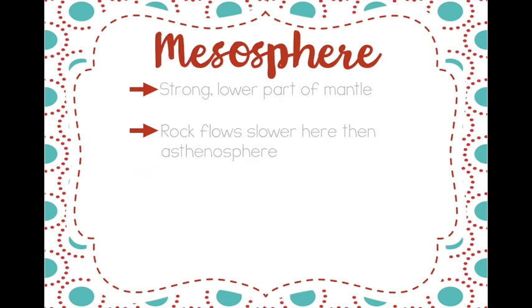The mesosphere is again a physical layer of Earth. It's the strong lower part of the mantle. The rock flows slower here than the asthenosphere.